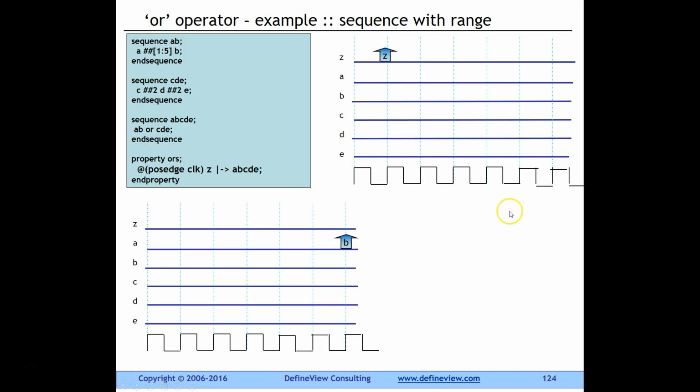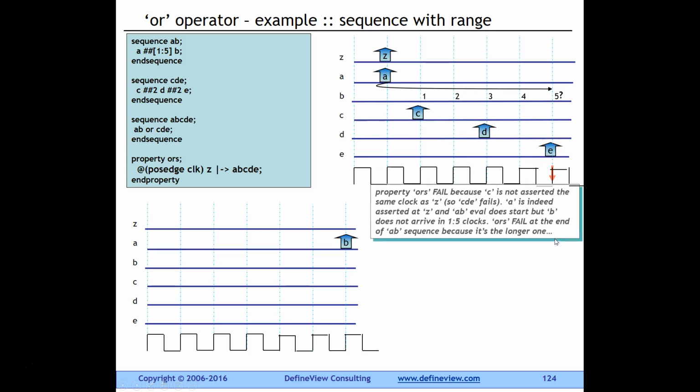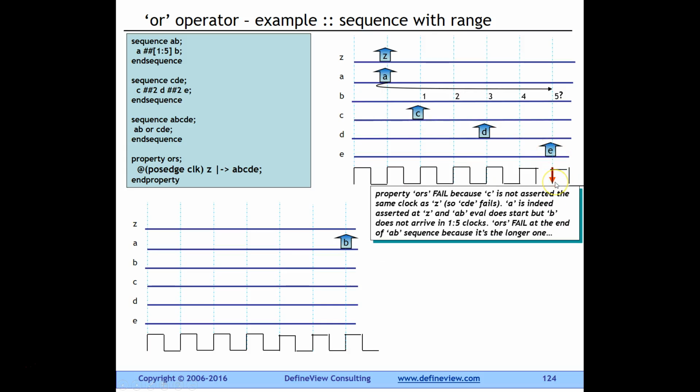So let's say Z arrives and then A starts at the same time because of the overlapping operator, and now it waits for B to come within 5 clocks, but B doesn't arrive. There is no B here. But C, now this is an important thing. C arrives 1 clock after A, and then it matches its requirements C, D, and E. But this property will fail.